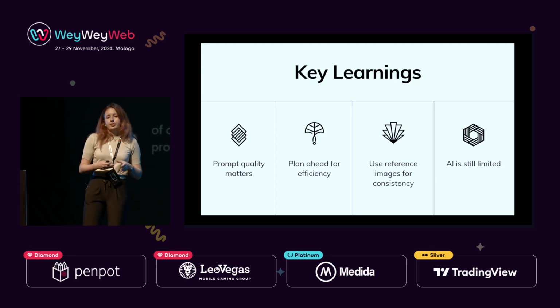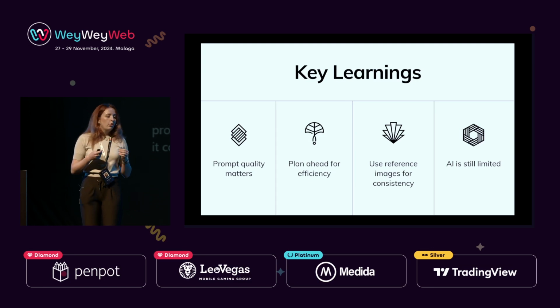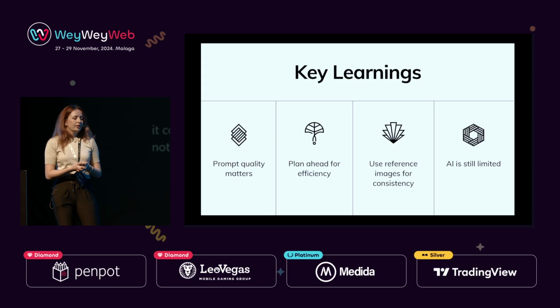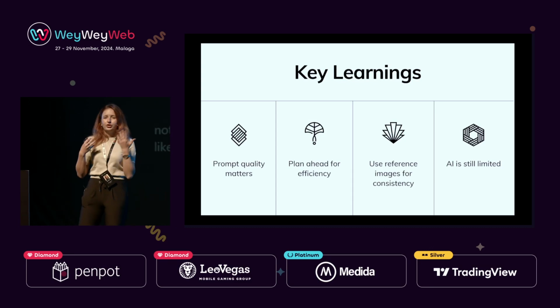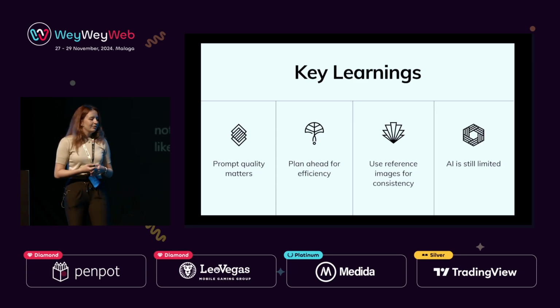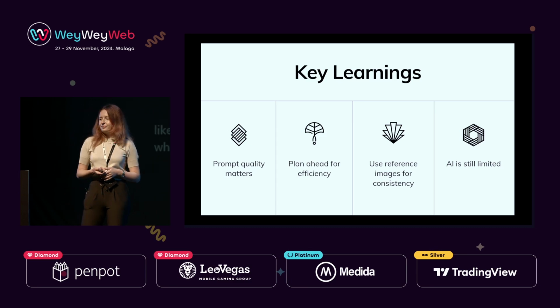But when it comes to some complex compositions or, for example, emotions, I noticed that AI was really struggling. And of course, I would still get like six fingers on a hand or some weird faces. That's really common when you work with AI.